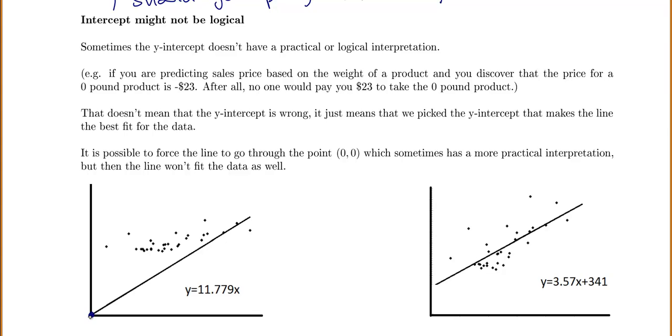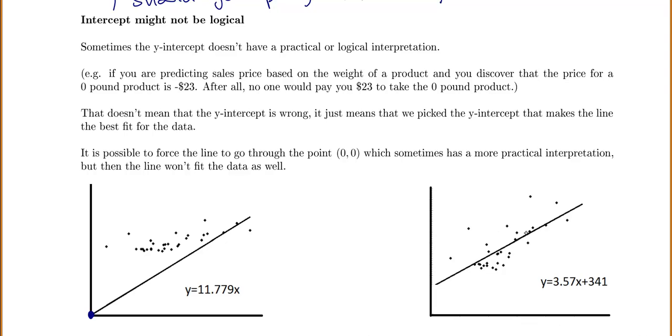So like in this example, the line is going through 0, 0. And it might have a practical interpretation. So something like if you have a 0 product, it might cost $0. But notice, in this example, we have the same data set.